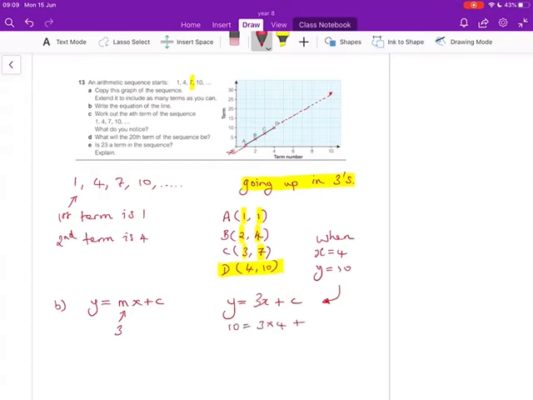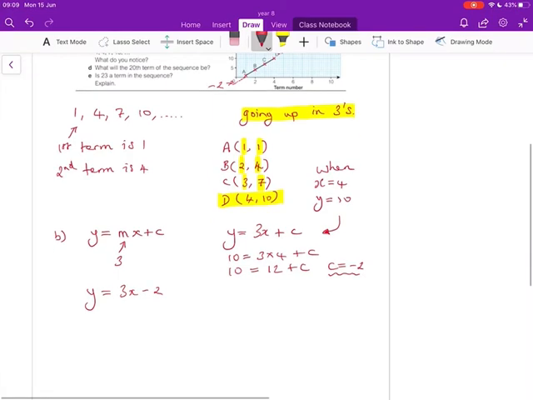So when y is 10 and x is 4, I substitute that in, and I get 10 equals 12 plus c. That must mean that c is equal to minus 2, and that would look about right if I look at my graph. So my equation is y equals 3x minus 2.